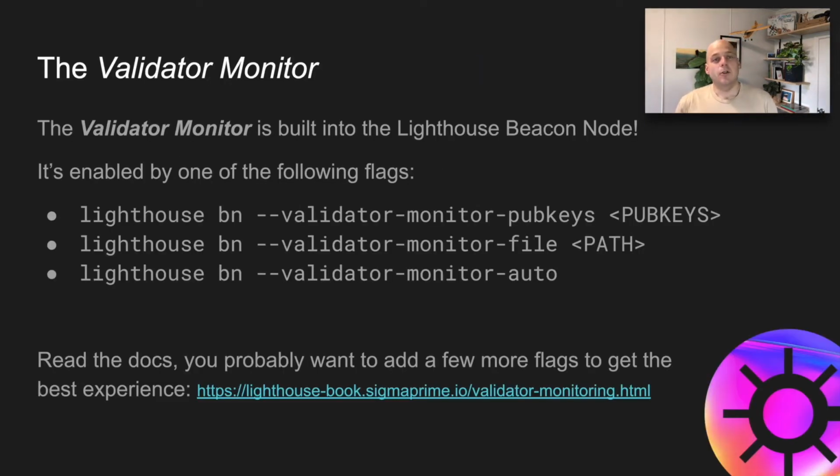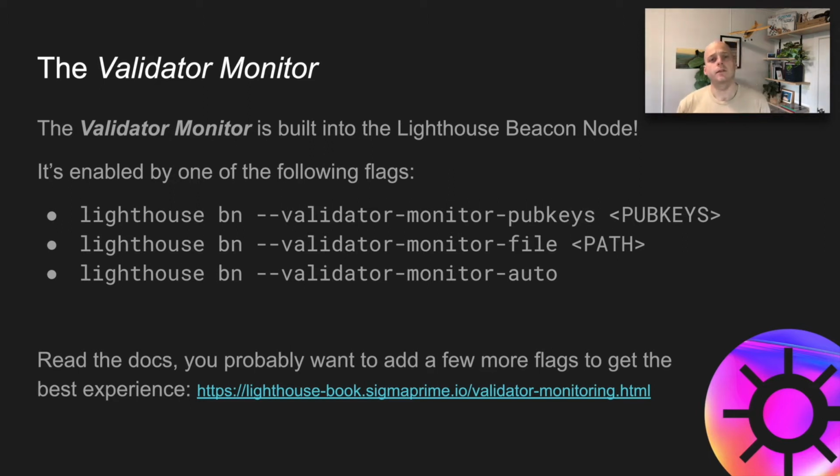So the Validator Monitor is built into the Lighthouse beacon node. You enable it with one of 3 flags on the command line. These 3 flags all have 2 effects. One is enabling the feature and the other is specifying which validators it should be monitoring. The first flag, Validator Monitor pub keys, just takes a comma-separated list of public keys via the CLI. The second one, Validator Monitor file, is basically the same thing except it reads that comma-separated list from a file. It's good if you have lots of validators.